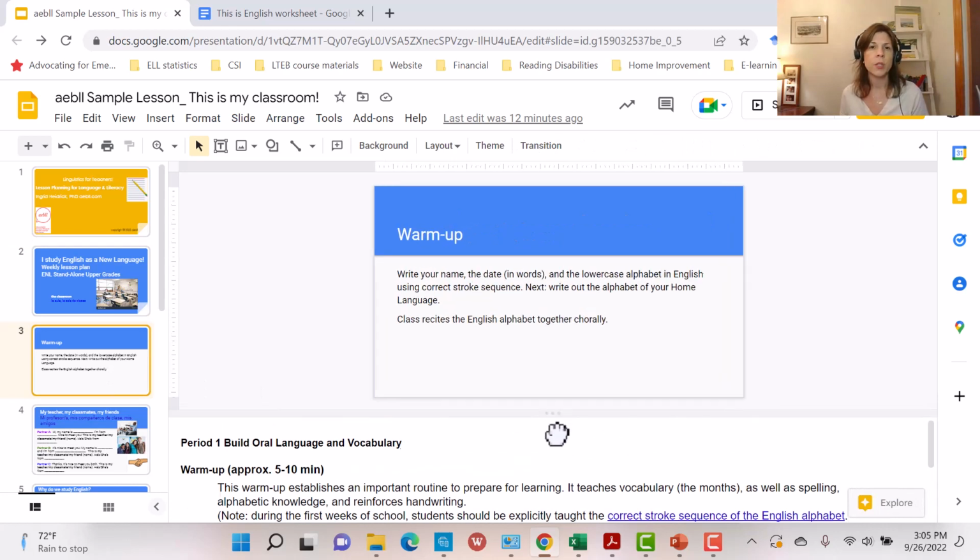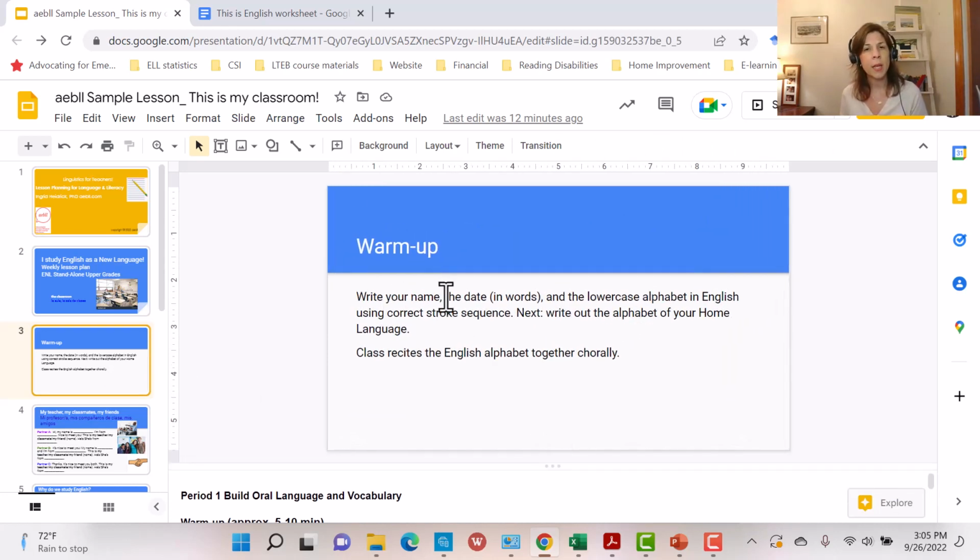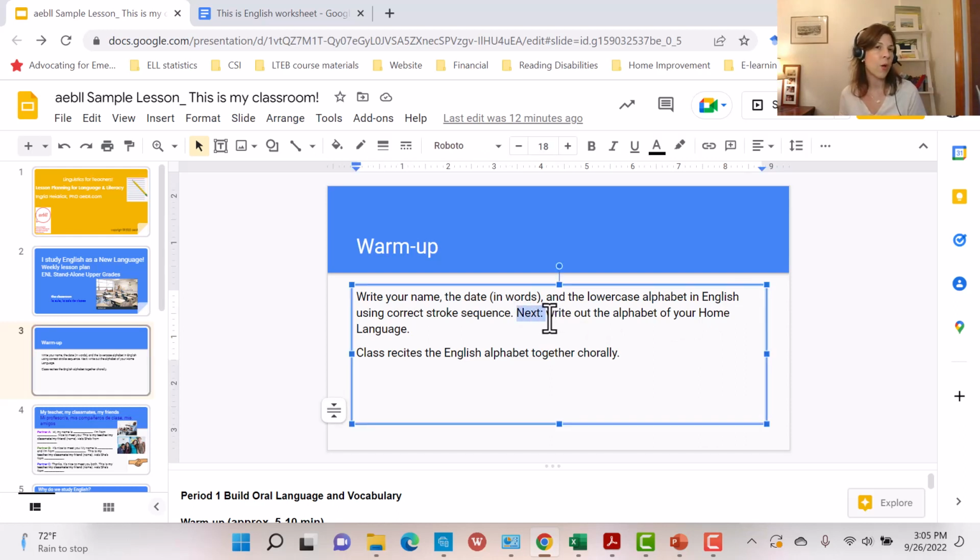I would like students to warm up by writing their name, the date in words, and this is something you probably need to model for them in the beginning, and the lowercase alphabet in English. Let's start with the lowercase, and then we can see if they know capital letters as well, using the correct stroke sequence. Okay? If you feel your students are capable, and let's say you have a class of all Spanish speakers, they can also write out the alphabet in the home language. The class recites the English alphabet together chorally.